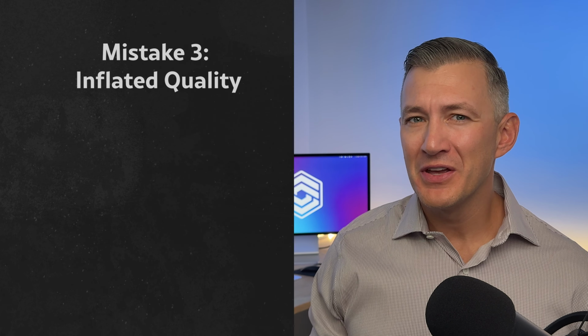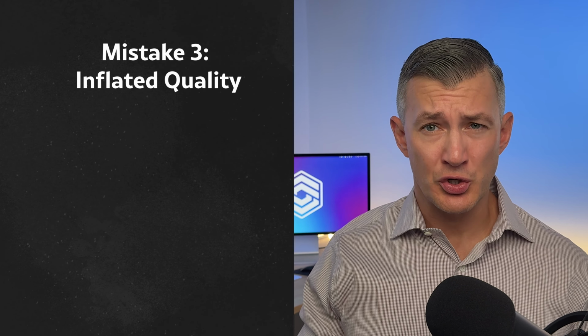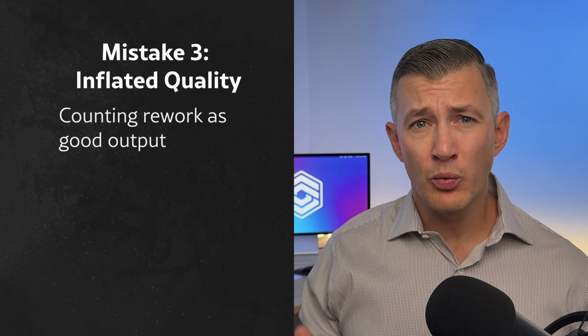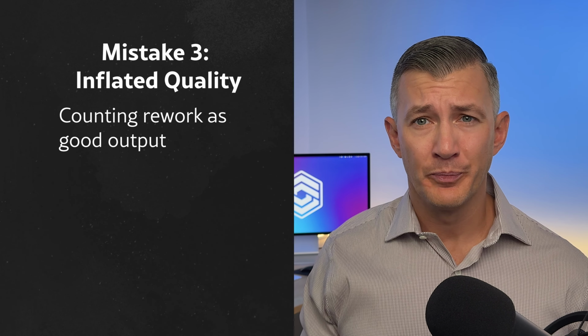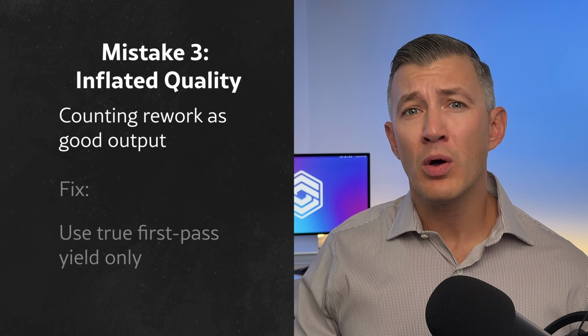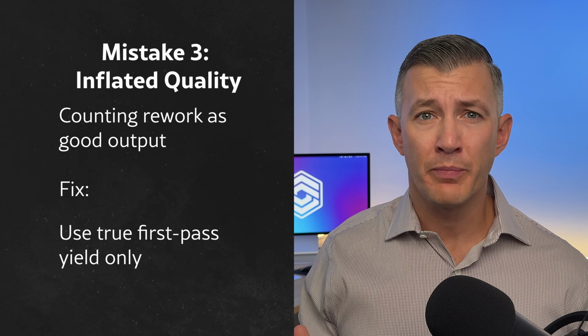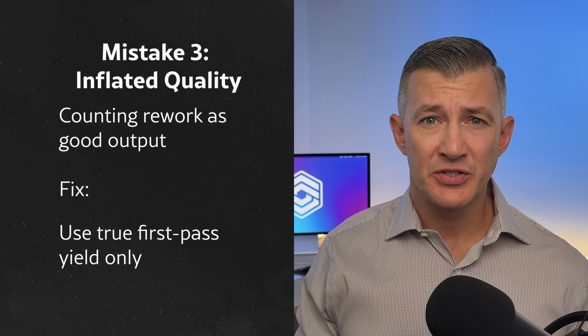The last tip I have is to use true first pass yield to measure quality. Some companies count reworked or repaired items as good output, which inflates your quality percentage. Your quality should include only first pass approved parts to evaluate the actual efficiency of machines.